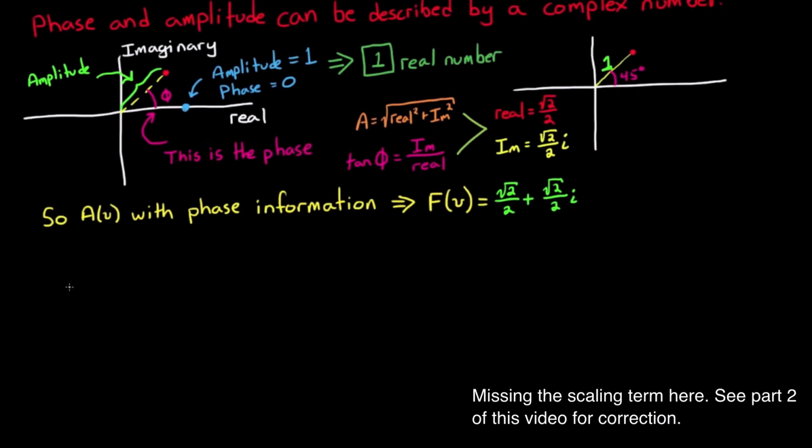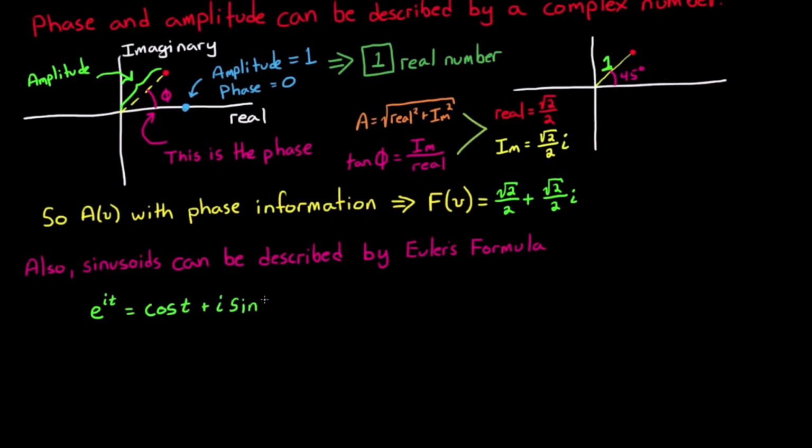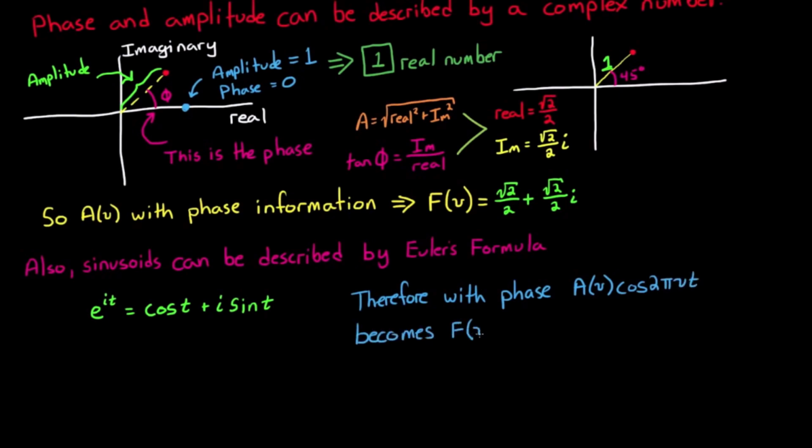Additionally, we can describe sines and cosines in the complex plane using Euler's formula, which can be written like this: e to the it equals the cosine of t plus i times the sine of t. So now with the added phase information and writing things in the complex form, amplitude times the cosine becomes the function of nu times Euler's formula. And this new equation can handle complex inputs.